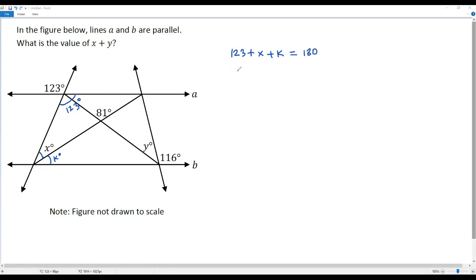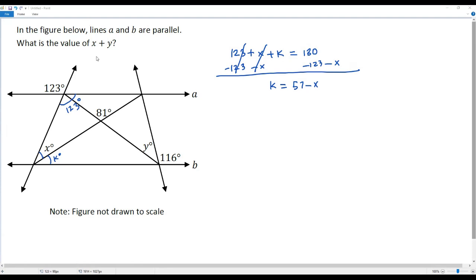Equals 180. Okay, now let's solve for k in this equation. For that, we have to subtract 123 and x from both sides of this equation. Okay, let me do it. Then this positive value, negative value will cancel out. Positive x, negative x will cancel. I'm getting k on the left side. When I simplify this one, I'm getting 57. Then we have negative x. Okay, here I have solved for k.